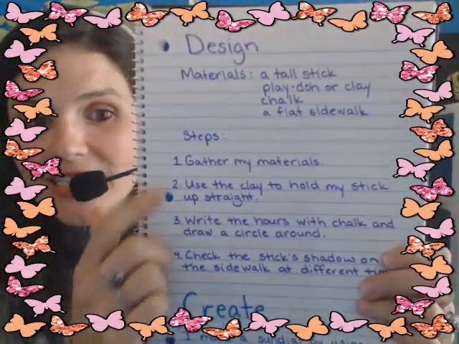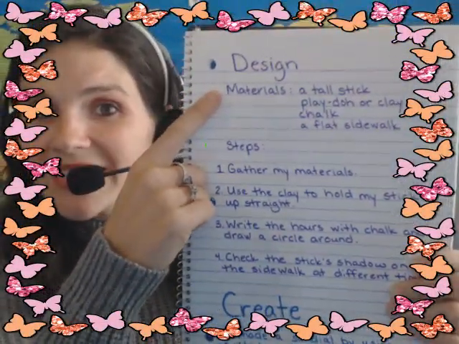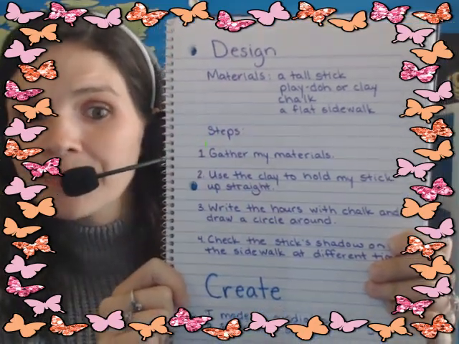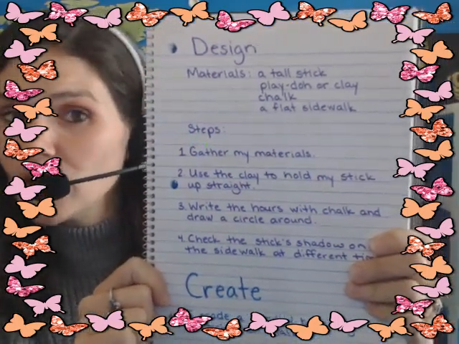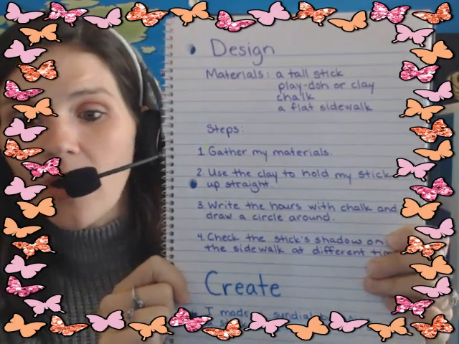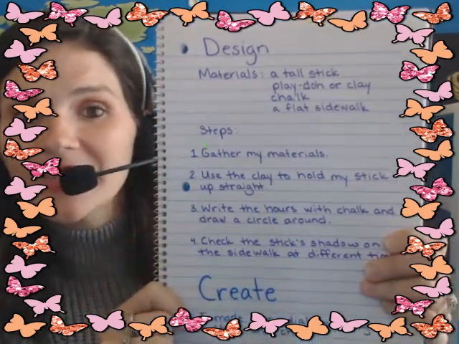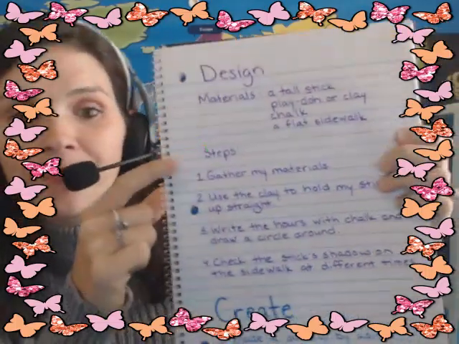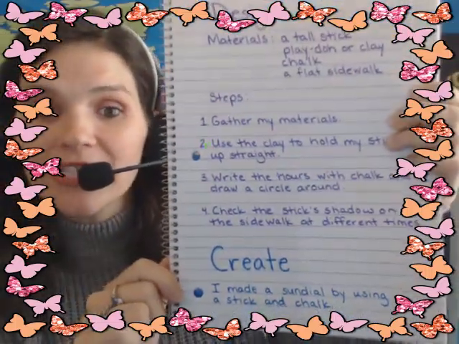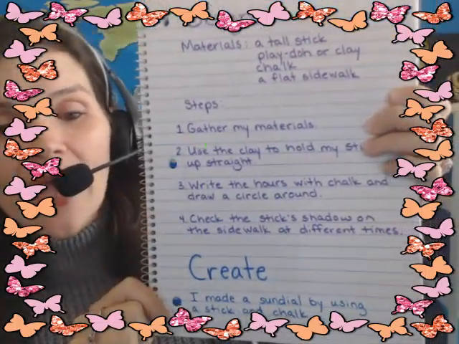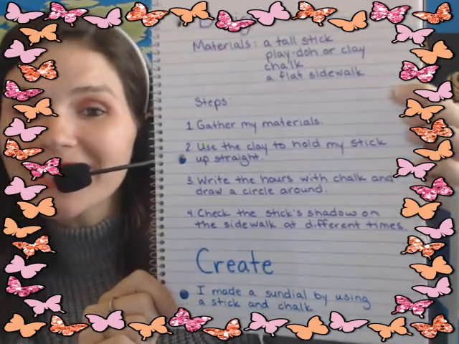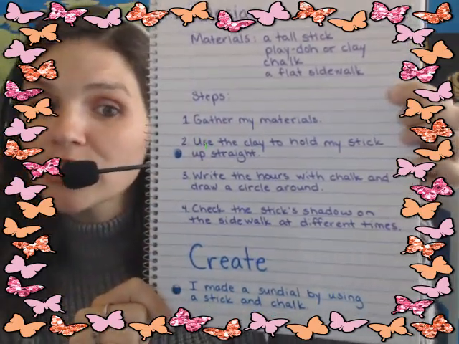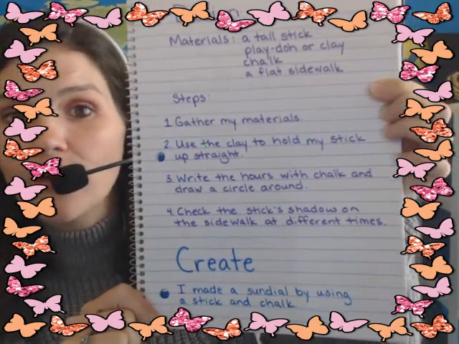In my design section, the first thing I did was list the materials that I would need. I need a tall stick, Play-Doh or clay, chalk, and a flat sidewalk. Then I need the steps or how I'm going to do this project. Number 1, I will gather my materials. Number 2, I will use the clay to hold my stick up straight. Number 3, I will write the hours with chalk and draw a circle around.